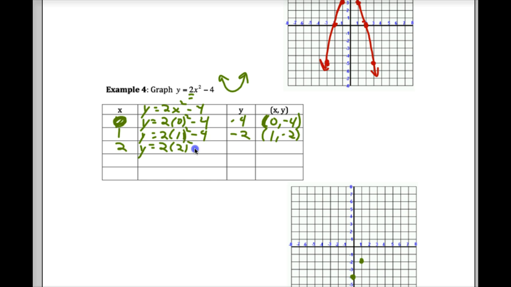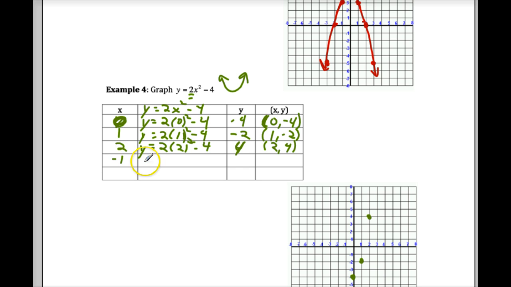Let's try 2. 2 times 2 squared minus 4. Okay, try to do that in your head, guys. What's y when x is 2? 4. Okay, 2 squared is 4, times 2 is 8, and 8 minus 4 is 4. So we know the point 2, 4. Do we want to try 3 or not? Can anybody do 3 in our head real quick? 14. Wow. 9 times 2 is 18 minus 4 is 14. We're way up here. Let's not do that one.